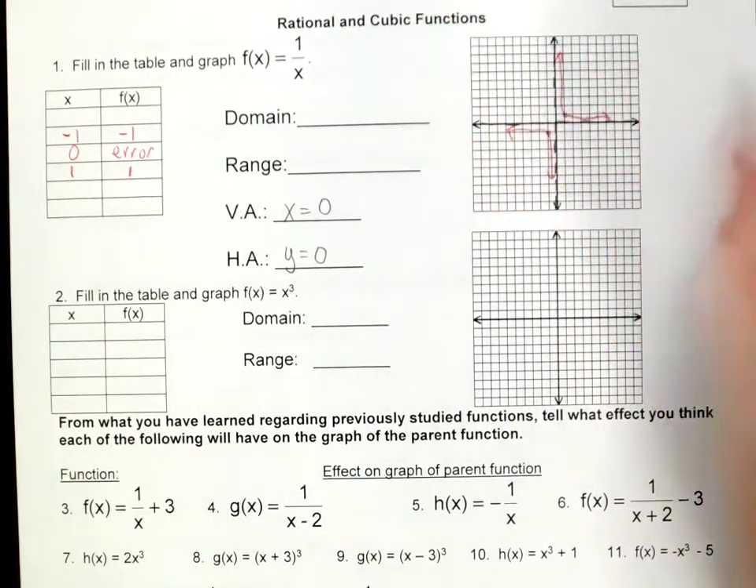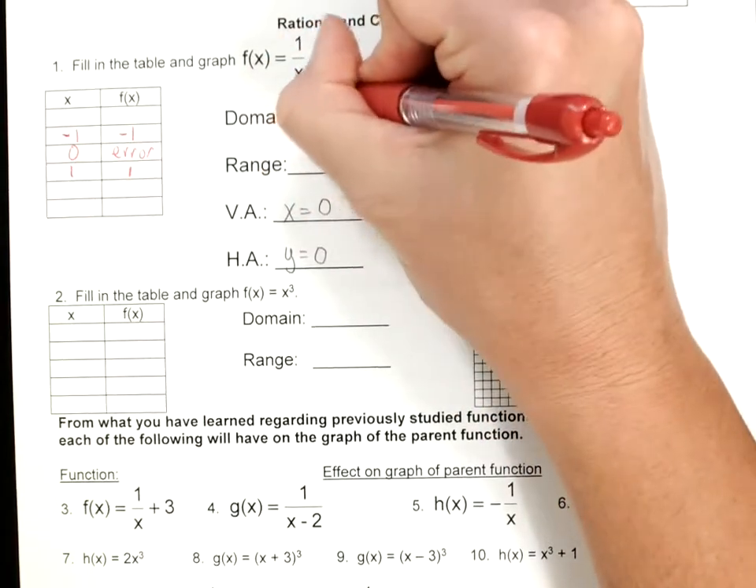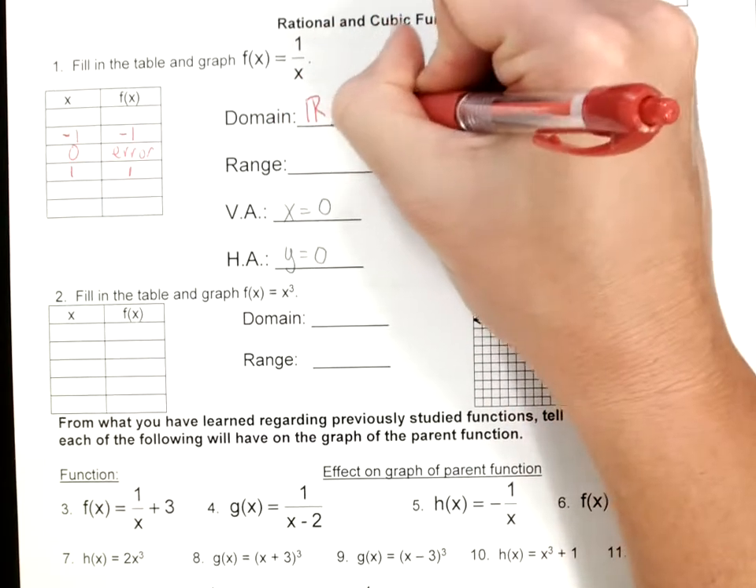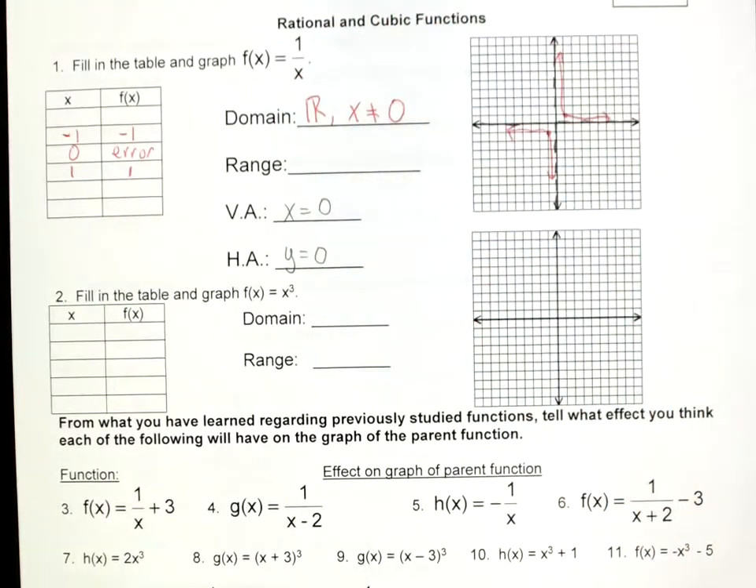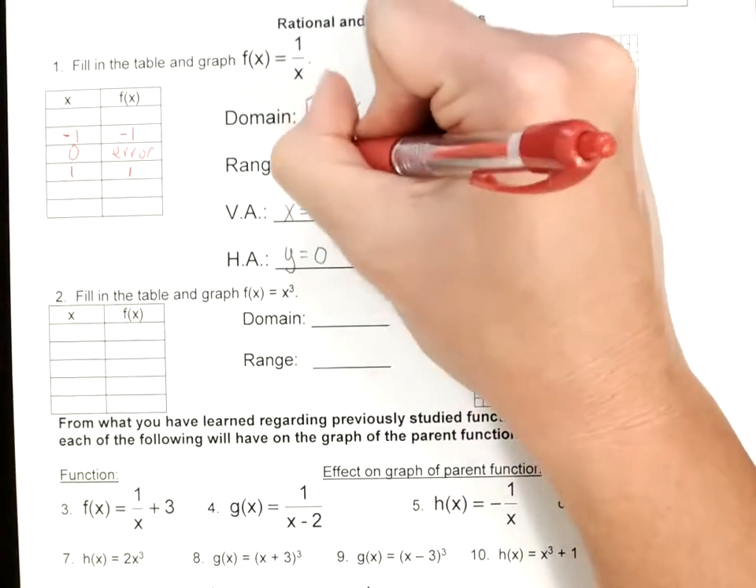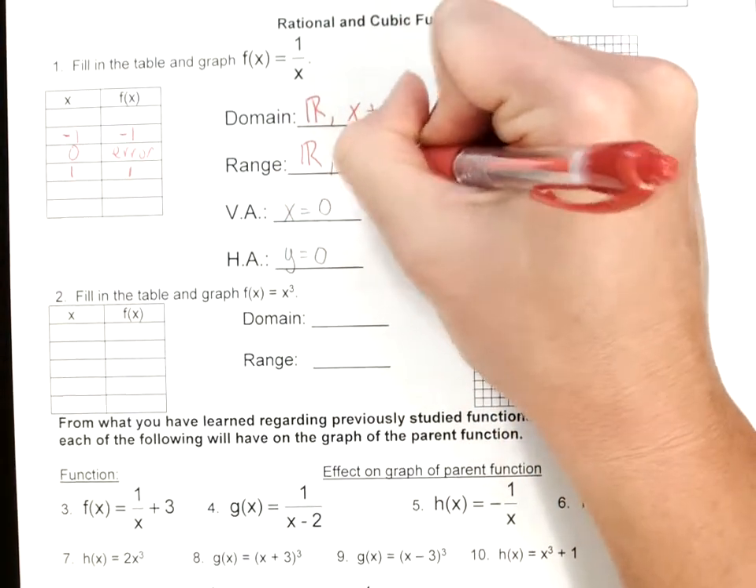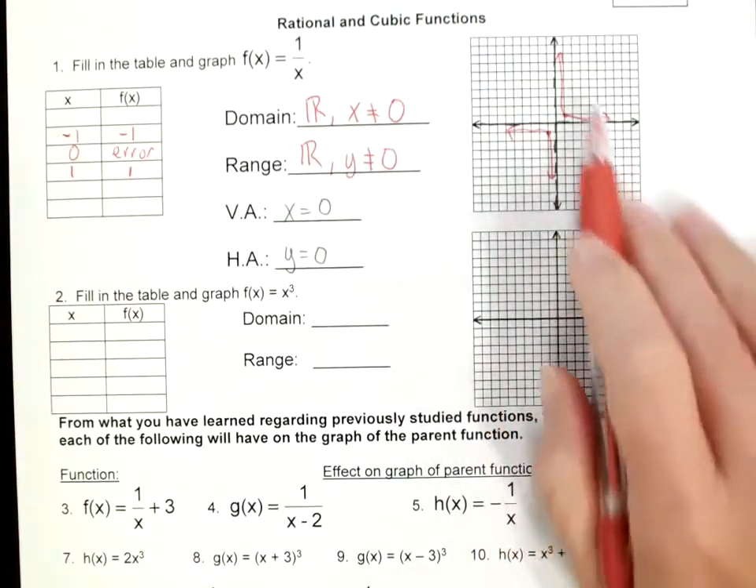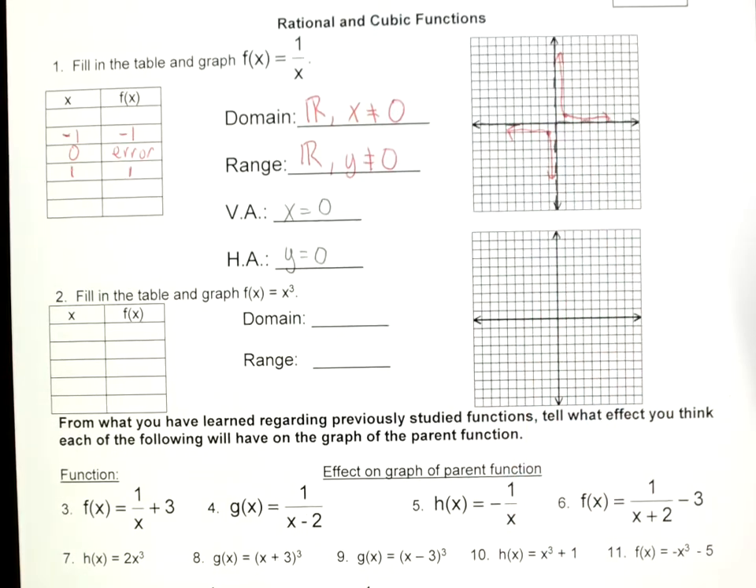Our domain here is actually all real numbers except x does not equal 0. And our range is all real numbers except y does not equal 0. Again, those are because of those asymptotes, it's never going to cross there.